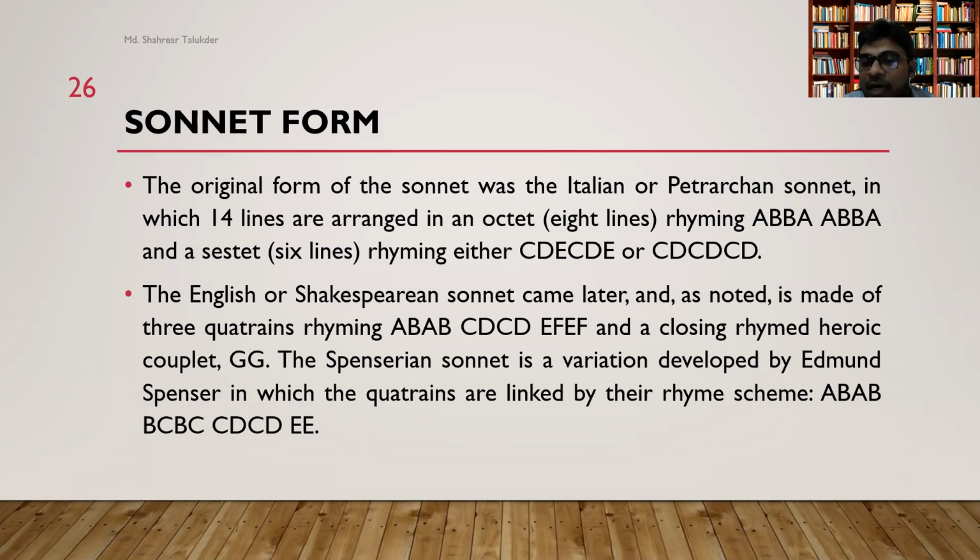Now, I mentioned a little earlier that there is another kind of sonnet. When you ask whether it is mandatory to follow this rhyming pattern, I answered that there is another one, the Spenserian sonnet. Edmund Spenser, another famous English poet, introduced this variation, and you can see the rhyming pattern is different. In the Shakespearean sonnet, we have A, B, A, B, C, D, C, D, E, F, E, F, but his one is A, B, A, B, B, C, B, C, C, D, C, D, E, E.